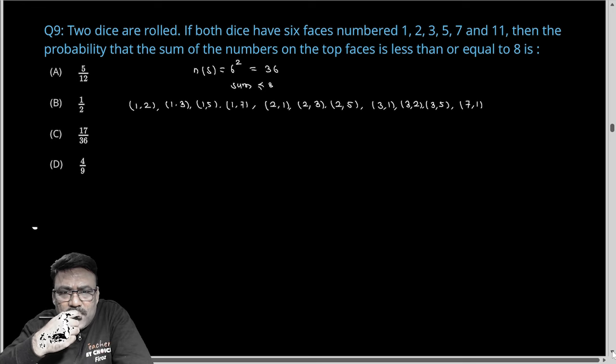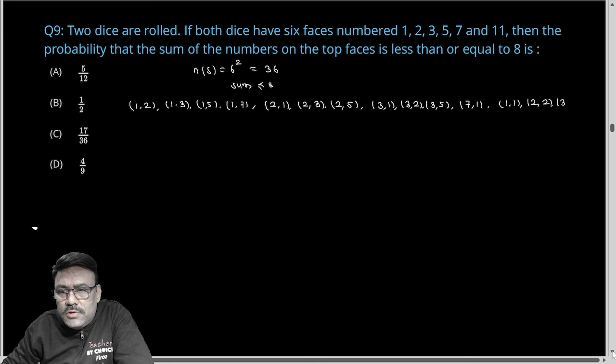Am I missing something? Sum of the numbers on the top faces is less than or equal to 8. Oh, I missed 1, 1. In fact, same pairs also. So 1, 2, 1, 3, 1, 5, 1, 7. 2, 1, 2, 3, 2, 5. Then 3, 1, 3, 2, 3, 5. Then 7, 1. And I missed these cases when both are same: 1, 1, 2, 2, 3, 3. Now see how many I'm getting. 1, 2, 3, 4, 5, 6, 7, 8, 9, 10, 11, 12, 13, 14.